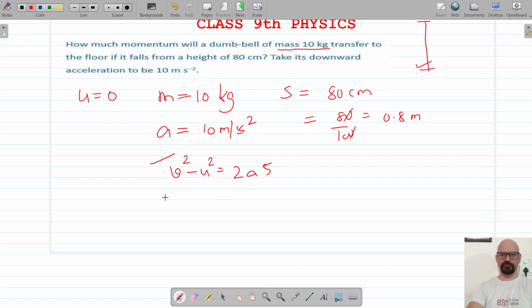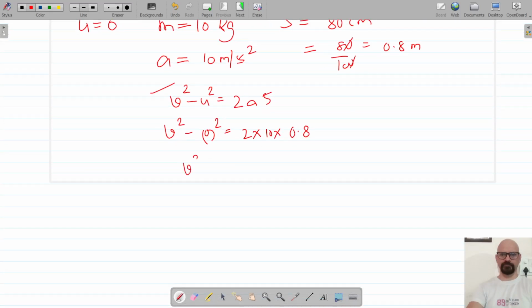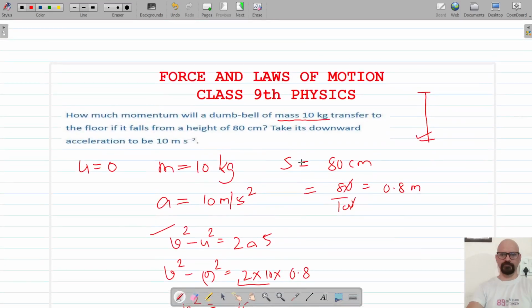So this has to be calculated. u is the initial velocity, which is 0. 2 into acceleration, which is 10, into distance, which is 0.8. So v square is equal to 20 into 0.8, which is 16. So v is 4 meter per second, and it's positive because it's in the downward direction.